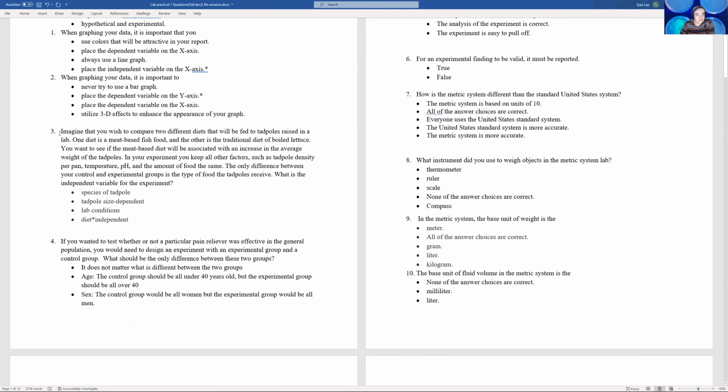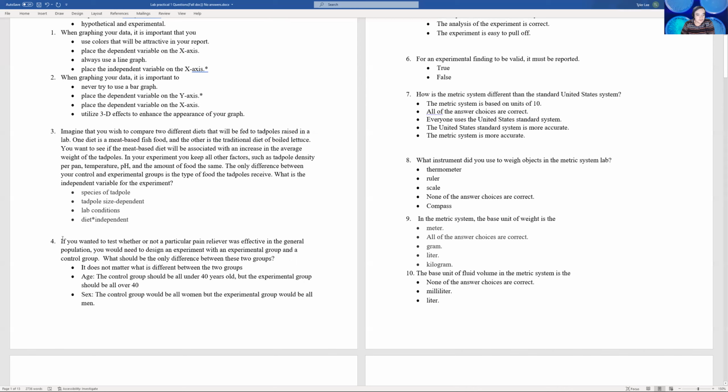And then down here, this question, imagine that you wish to compare two different diets that will be fed to tadpoles. One diet is meat-based, the other diet is lettuce-based. You want to see if the meat-based diet will be associated with an increase in the average weight of the tadpoles. And you keep all other factors the same. You only change the diet. So what is the thing you are changing? That is going to be your independent variable. So that is the diet. And then what are you observing? The size of the tadpole. So that will be your dependent variable. So again, with dependent and independent, you're just really trying to see how the dependent variable depends on the independent variable. So, all right, more stuff about experimental procedure.